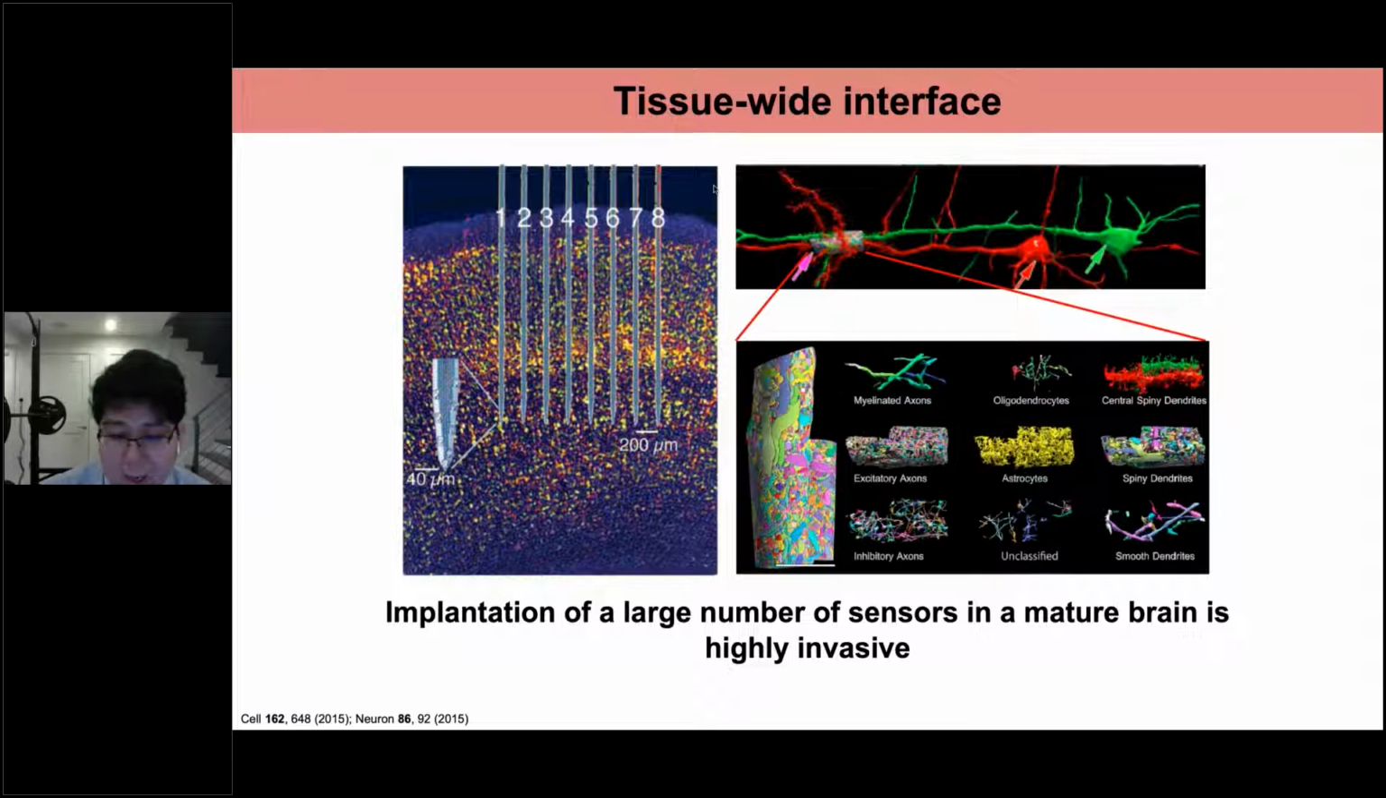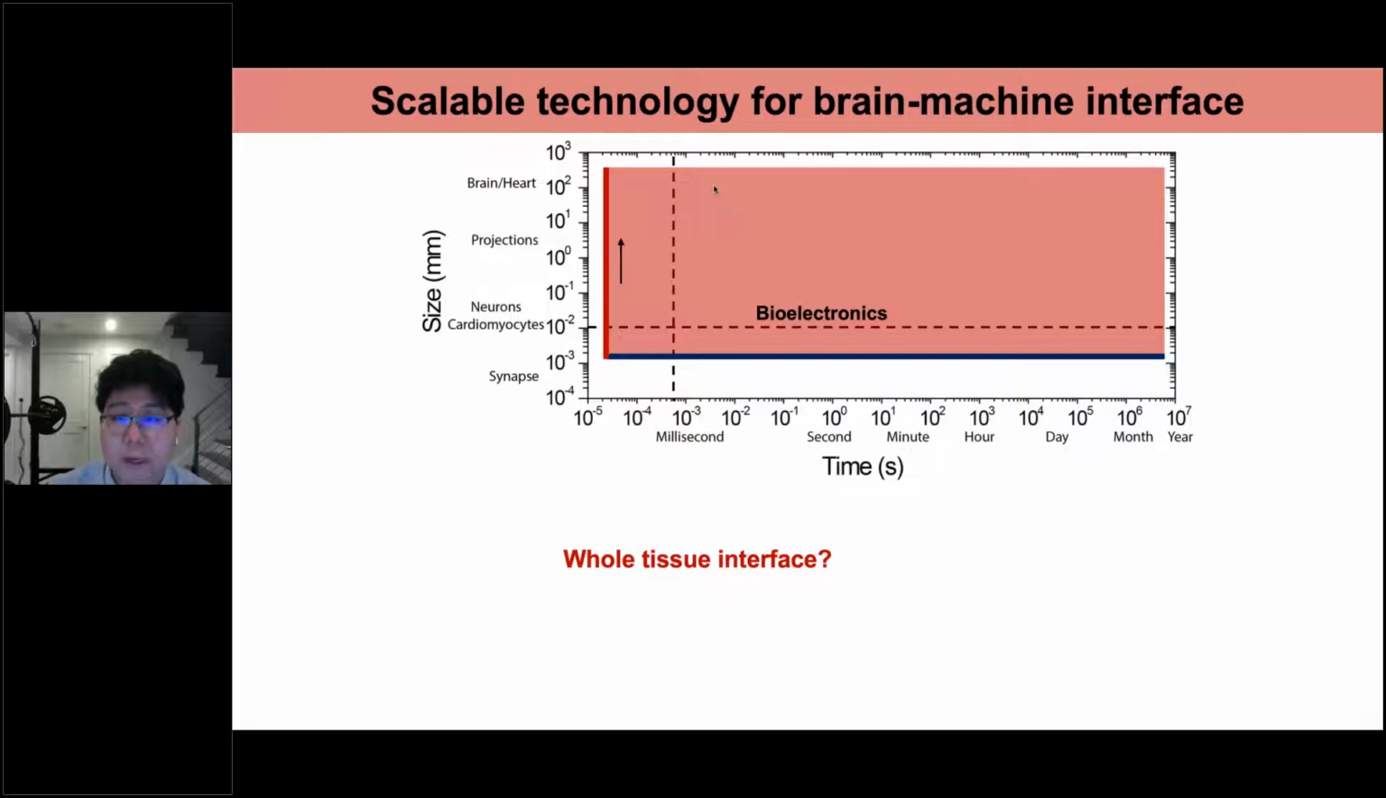So this makes us think about whether there's another way that can allow us to seamlessly integrate the nanoelectronics, especially those flexible nanoelectronics, into the whole tissue network without introducing that damage. So this is the direction that we spend a lot of time to study, to really build the whole tissue interface without the mechanical damage.